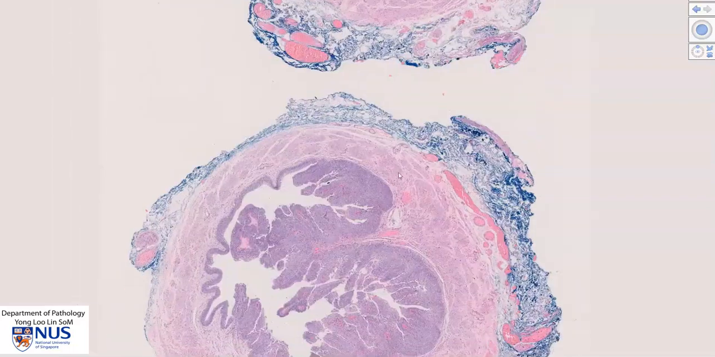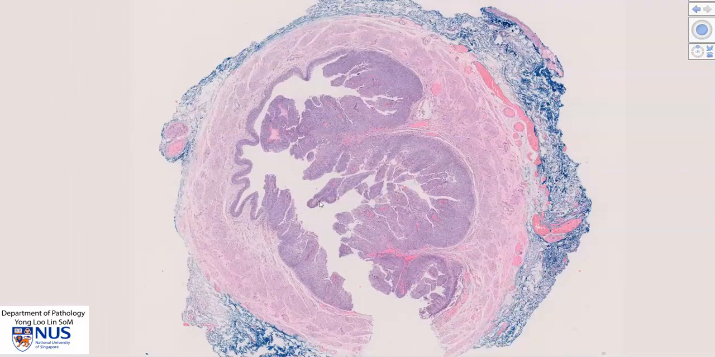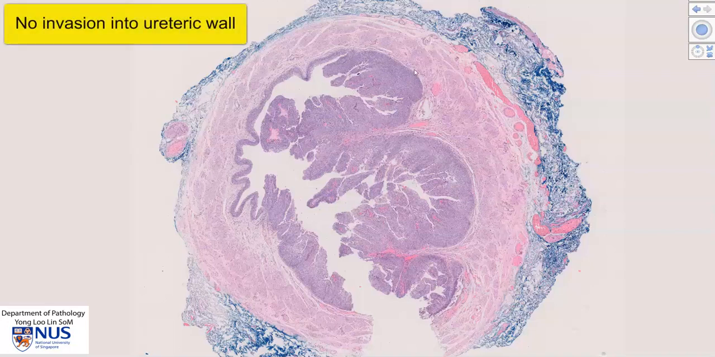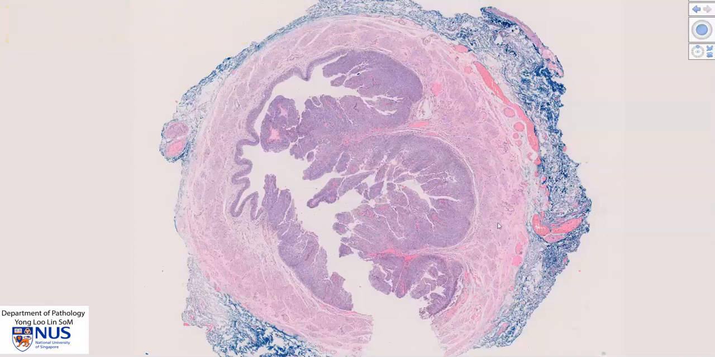Let's take a look at the second piece, and we also see this papillary frond-like architecture. You will notice that the tumor is confined to the luminal surface, and rather it is growing into the lumen, and there is no invasion outward into the wall of the ureter, and therefore this is non-invasive papillary urothelial carcinoma.